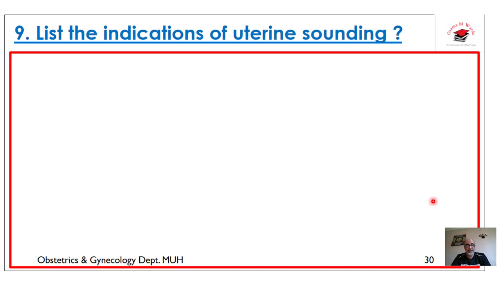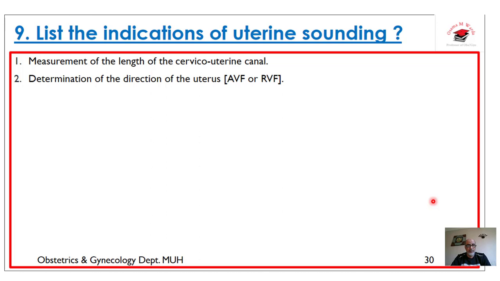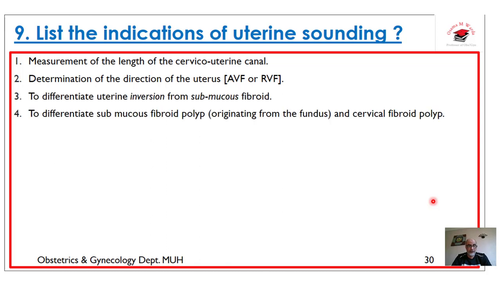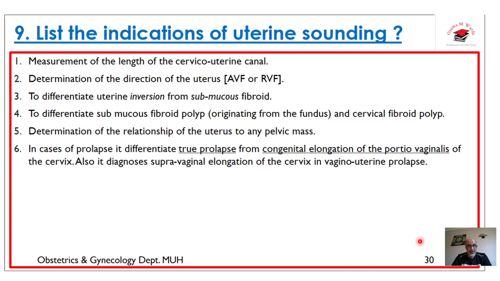List the indications of uterine sounding. Measurement of the length of the cervical uterine canal, determination of direction of the uterus, AVF or RVF, differentiation between uterine inversion and submucous fibroid, differentiation of a submucous fibroid originating from the fundus from that originating from the cervix, determination of the relationship of the uterus to any pelvic mass, whether it is separable or not. In case of prolapse, to differentiate true prolapse from congenital elongation of the portio vaginalis of the cervix.